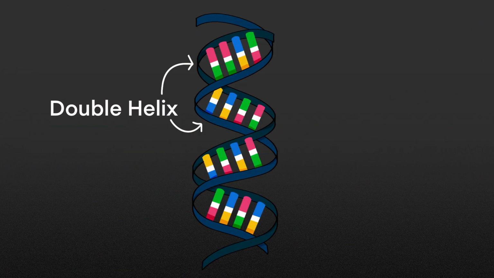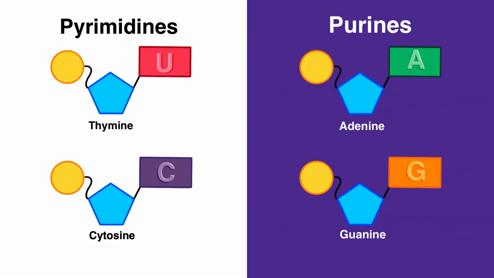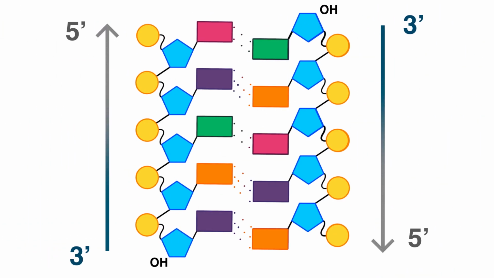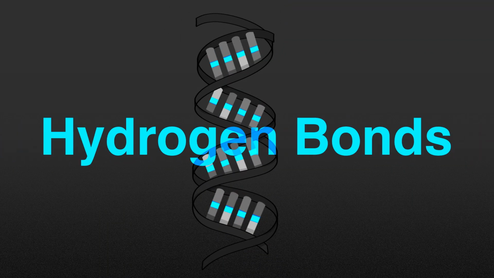DNA is a double helix, so there are two strands that wind around each other. They do so with complementary bases, and so guanine will correspond with cytosine, while adenine will correspond with thymine. These nitrogenous bases connect to each other via hydrogen bonds.